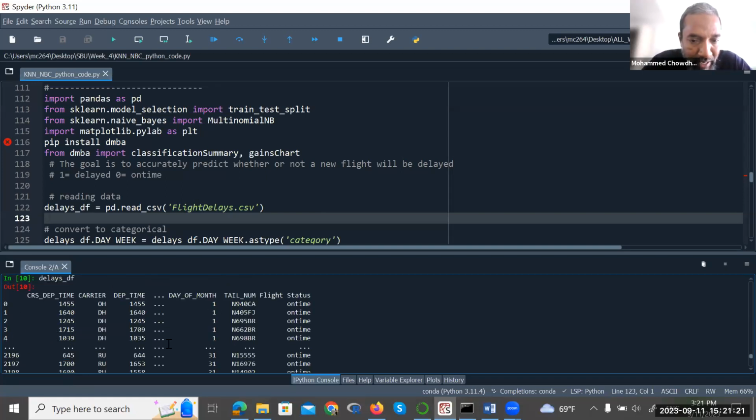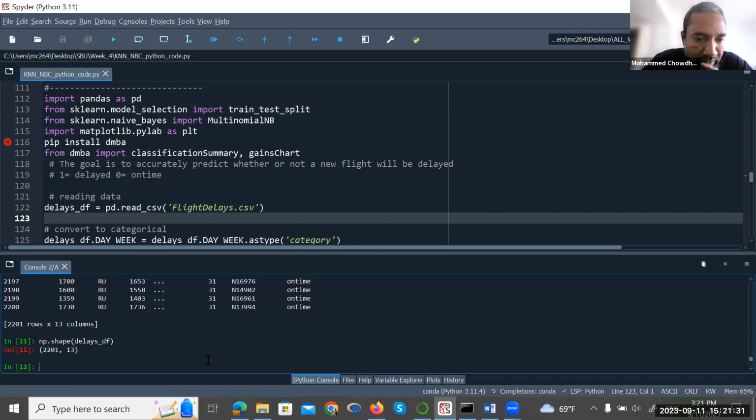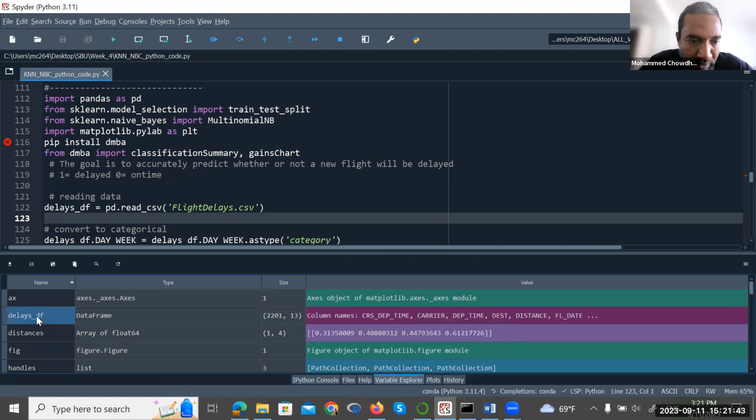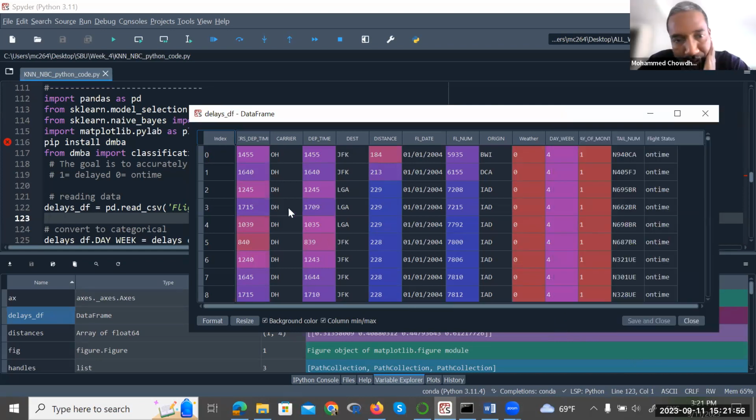This is the data, and how many does it have? np.shape. It has 201 rows and 13 columns. If you want to view it, click there, and this is the data. Okay, so take a look at that.